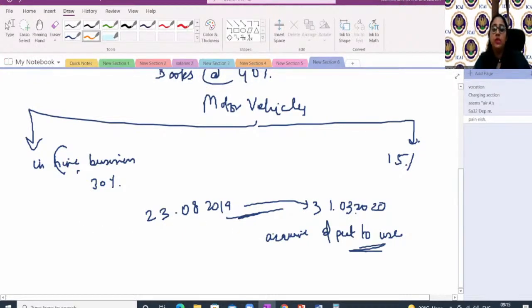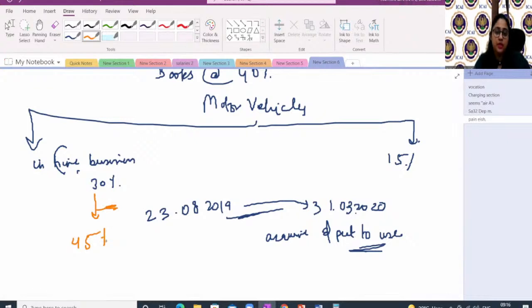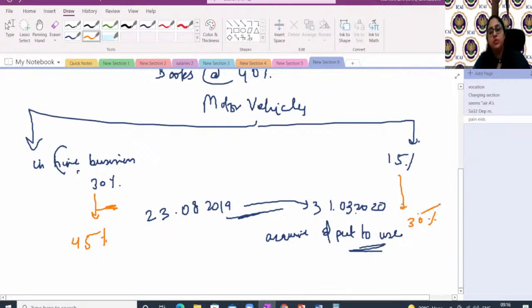Any motor vehicle which was acquired and put to use in this almost 6-7 months time, the depreciation rates would increase from 30 to 45% for this category, and for this category from 15 to 30%. So any motor vehicle acquired in this period, if used in the business of hiring of motor vehicles, then the rate was 45%. Otherwise, the rate was 30%. This was only for the vehicle you acquired and put to use in this period.